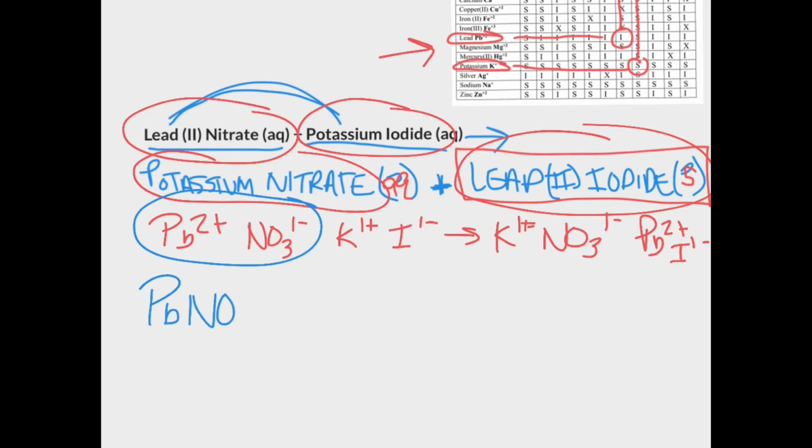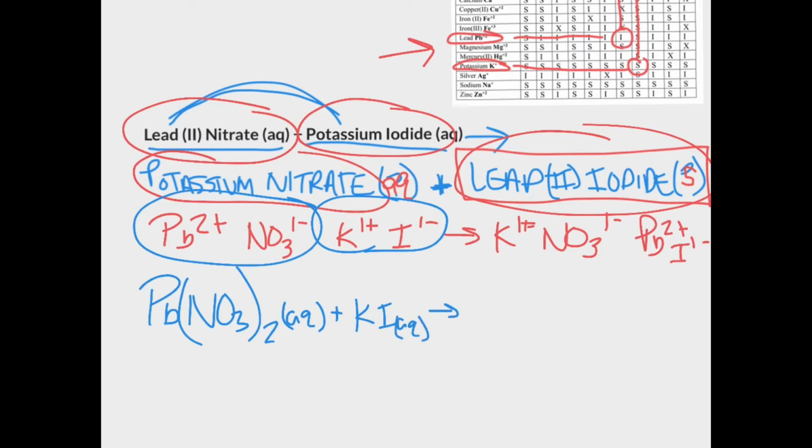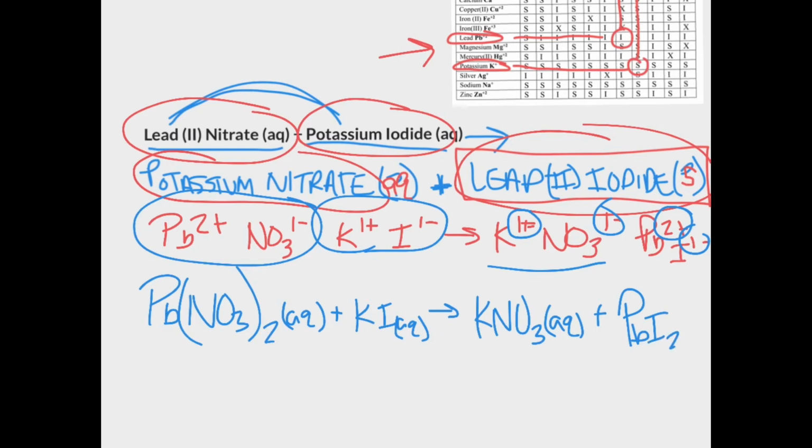Lead is 2 plus, so I'm going to need 2 nitrates to balance that out. Remember that that is aqueous, we already know that. Next up is the potassium iodide. That's just 1 of each because they're plus 1 and minus 1. And that's aqueous. Next is the potassium nitrate, which we already figured out was aqueous. That becomes KNO3 because +1 and -1 cancel out. That's aqueous. And then we have our last one here, 2+ lead, -1 iodide. So I'm going to need 2 iodides for every 1 lead, and that's going to be the solid.